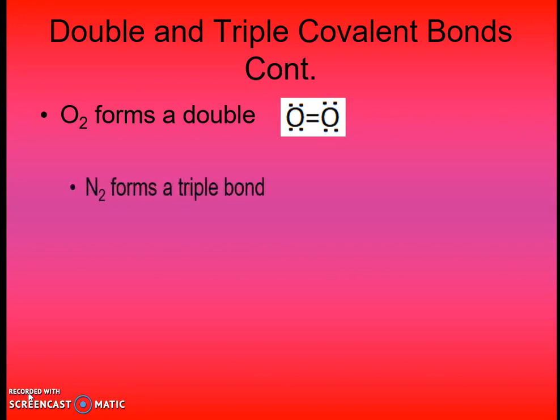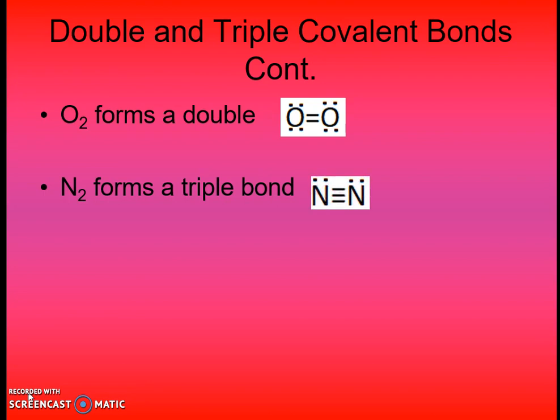And nitrogen with 5 valence electrons, needing to make 3 pairs of bonds, get together to make a triple bond between those two nitrogens. Now each nitrogen has one lone pair of electrons and 3 bonded pairs of electrons.